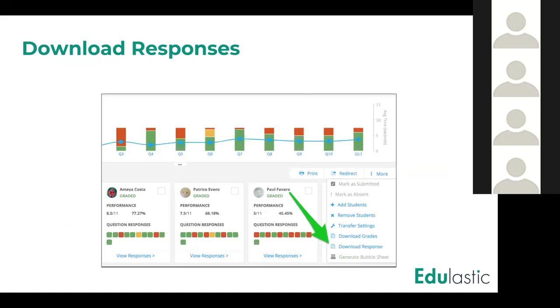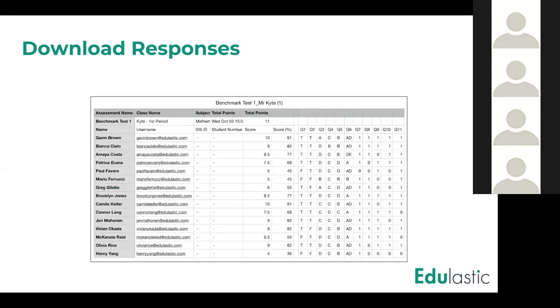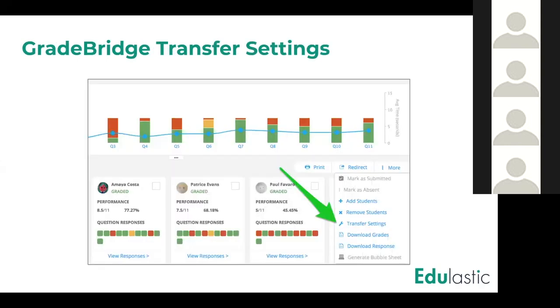Another nice to have with Premium is the ability to download responses. From the free version, you can download the grades into a CSV. In Premium, you're given one extra level of capability, which is you could also download the responses. And here's an example of that. There's also something called GradeBridge. GradeBridge is a feature that allows you to transmit grades from Edulastic into an external grade book.